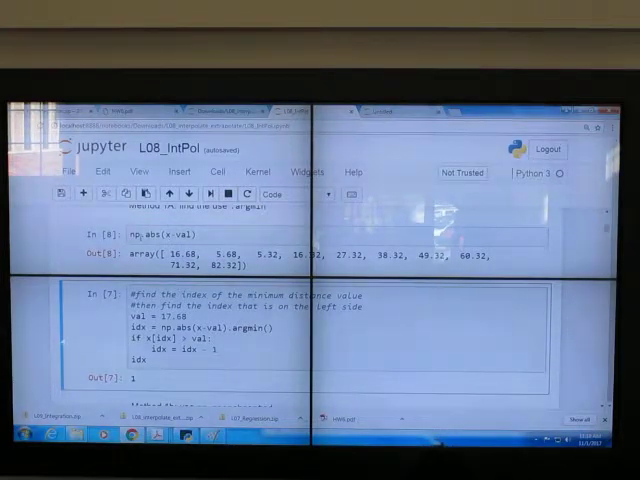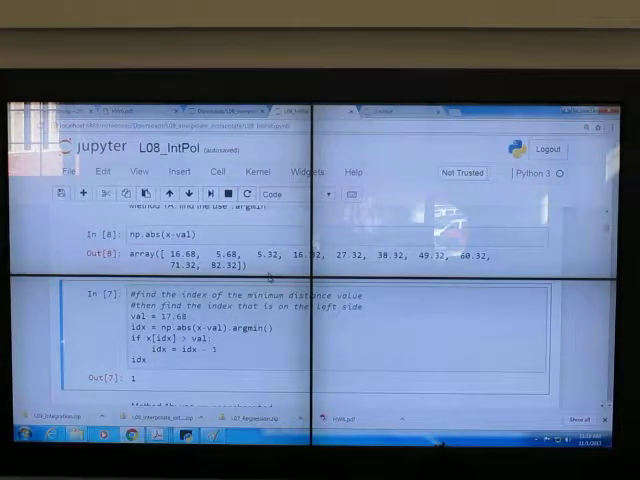Alright, the absolute value of x minus y is to calculate the distance of x from each point, right? And we find the minimum distance. So the minimum distance is 5.32. That is the minimum distance. Agree? No problem, right?